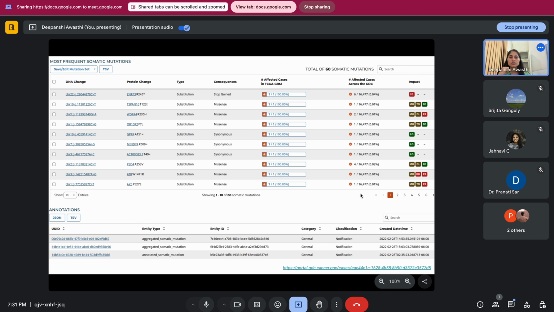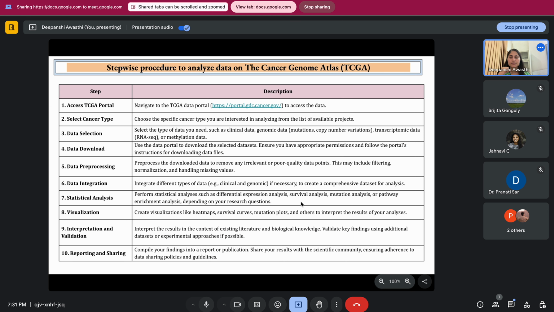Okay, so that's it about the somatic mutations. I won't go into the detail. If you want to explore, you can go through the TCGA server and see. So this is the stepwise procedure. You can simply click on this link, which is the GDC portal link, and it will take you to the TCGA data portal, and it is combining the data from 3 different portals, so TCGA is also one among them.